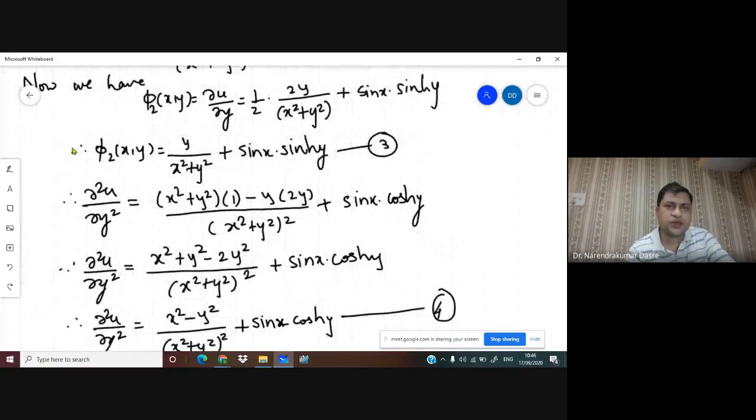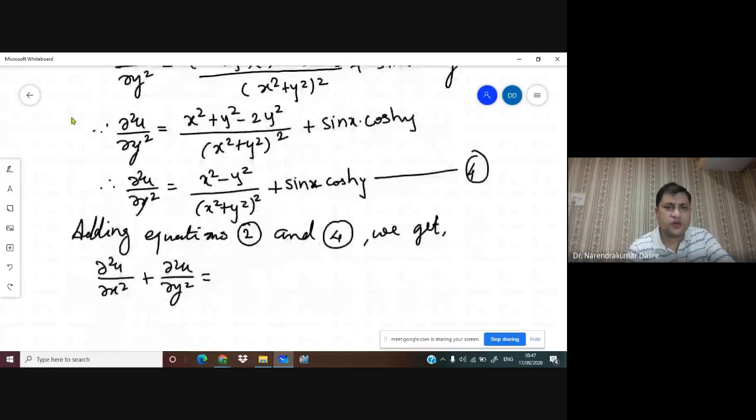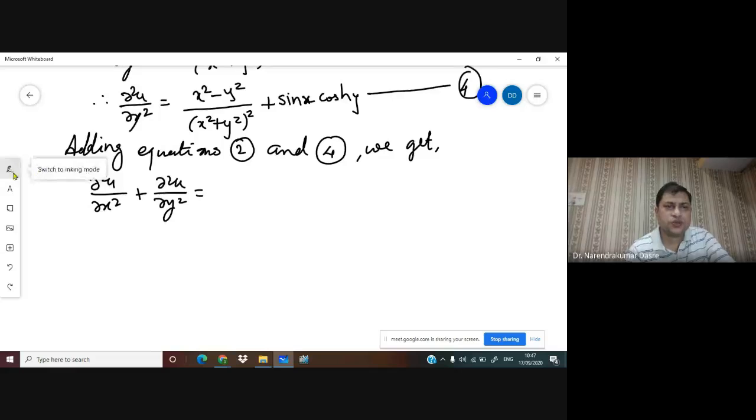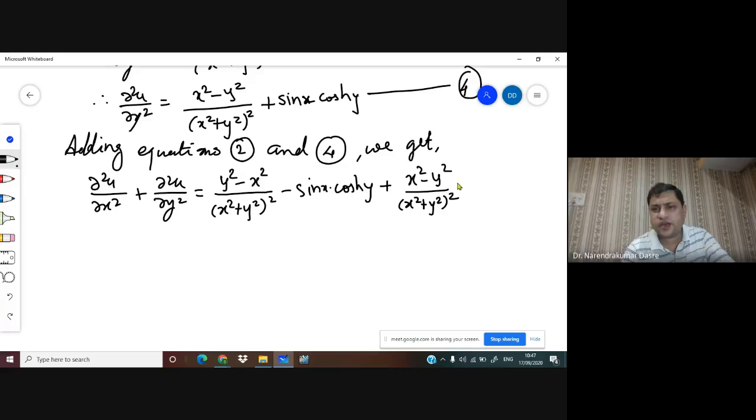For ∂²u/∂x², the term will have y² minus x² upon (x² + y²)² minus sin x cos hyperbolic y, and this term will have plus (x² − y²) upon (x² + y²)² plus sin x cos hyperbolic y.